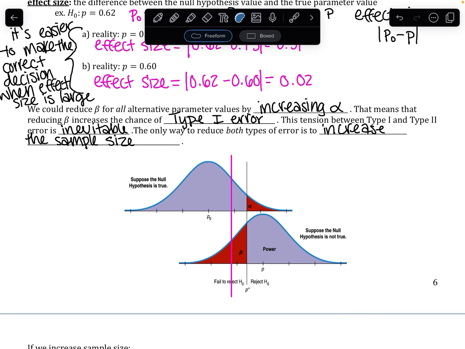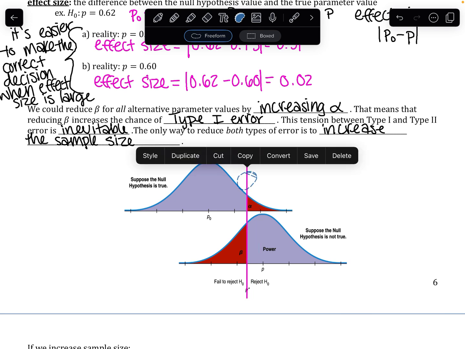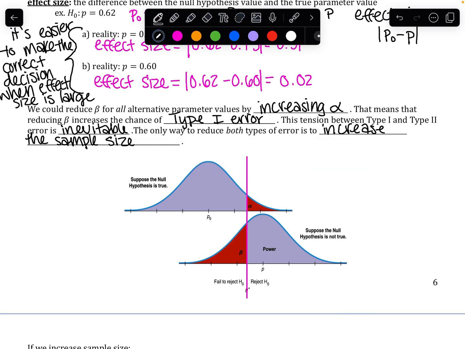It's increasing alpha. And notice that when I increase alpha, so here I am increasing alpha, the power gets larger, right? It's going to be more likely that I correctly reject a false null hypothesis if the chance of rejecting is higher, okay? If I increase beta, the power gets smaller. So it's important that you understand how these things play into each other, okay?